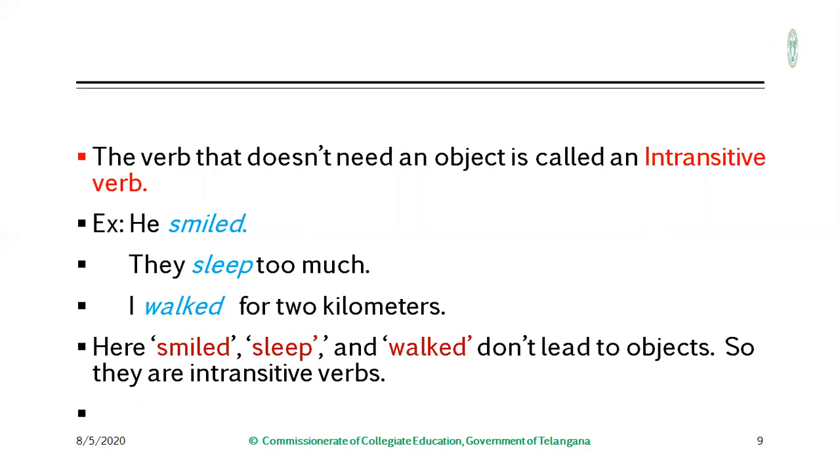He smiled. He is the subject. Smiled is a verb. Here, smiled doesn't need any object. They sleep too much. Here, too much is an adverb. I walked for 2 kilometers. Walked is a verb, and for 2 kilometers is an adverbial phrase.